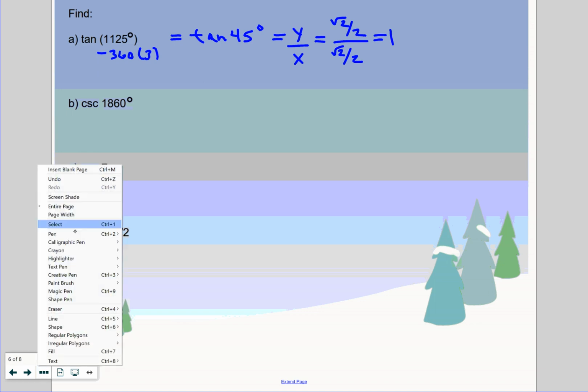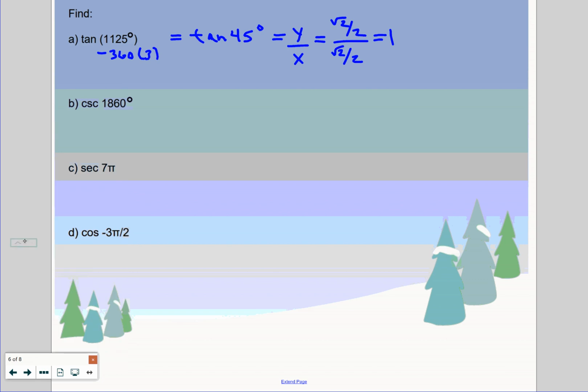Cosecant of 1860, again, way too big. All right, so I'm going to subtract 360 a few times. So 1860 minus 360 once, twice, 3 times, 4 times, 5 times. Yep, if I subtract 360 5 times, I get 60 degrees. So this is the same as cosecant 60 degrees.